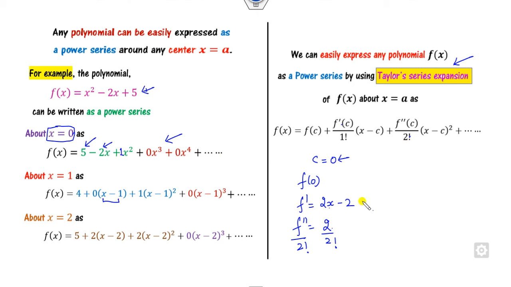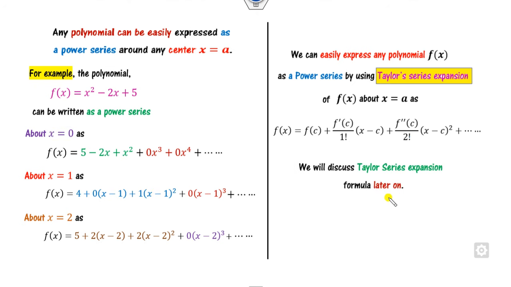Similarly, if you are talking about x equals 1, what is the value of f of 1? You can say 1 minus 2 plus 5, which is 4. What is the derivative at 1? It is 2 minus 2, which is 0. What is the second derivative at 1? It is 2, divided by 2 factorial. You can see the values are 0, 1 and so on. Similarly for here. We will see the expansion of this later on in our continuing series of lectures.